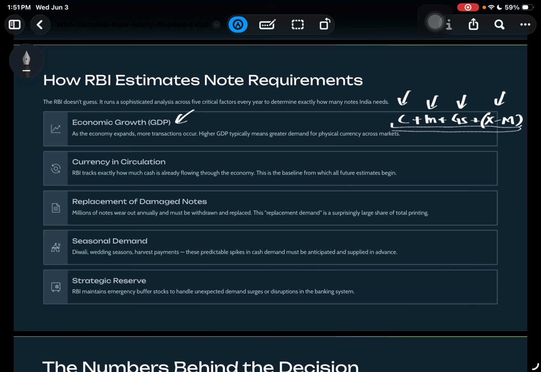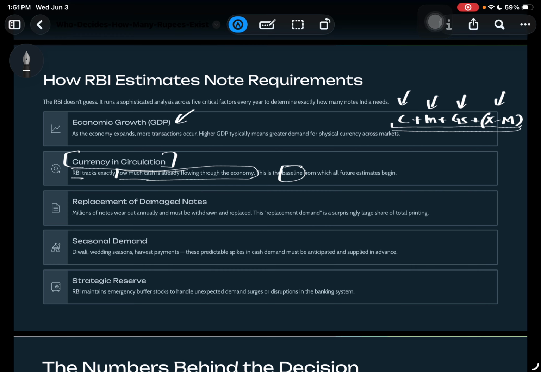See, if the consumption increases, the bank will come in and make sure that there are sufficient cash flows in the economy. If businesses need investments, they'll make sure that for all the transactions to keep happening, there is physical currency that exists. To make sure that the currency is in circulation, RBI tracks exactly how much cash is already flowing through the economy, and it creates a baseline.